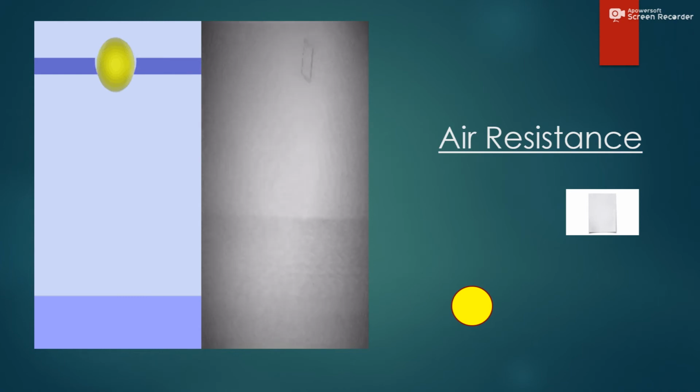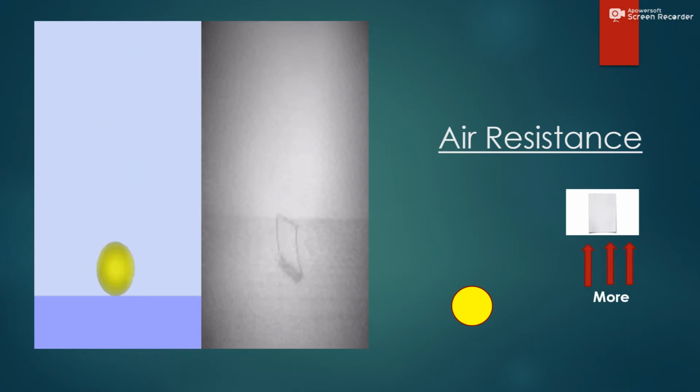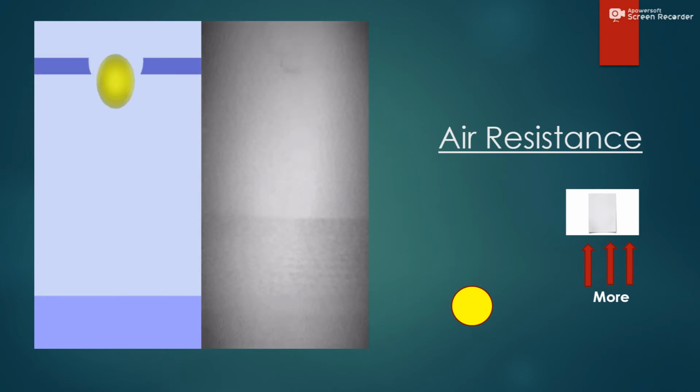When objects are falling down, the air offers some resistance to them in the upward direction. So the resistance offered to the paper is more as compared to the resistance offered to the ball. So the ball comes down fast and reaches the ground floor in a short time.